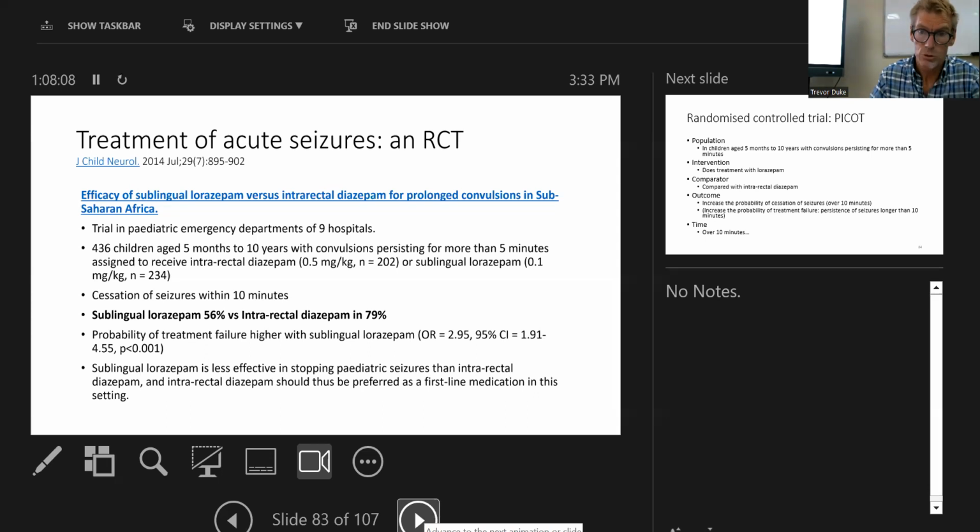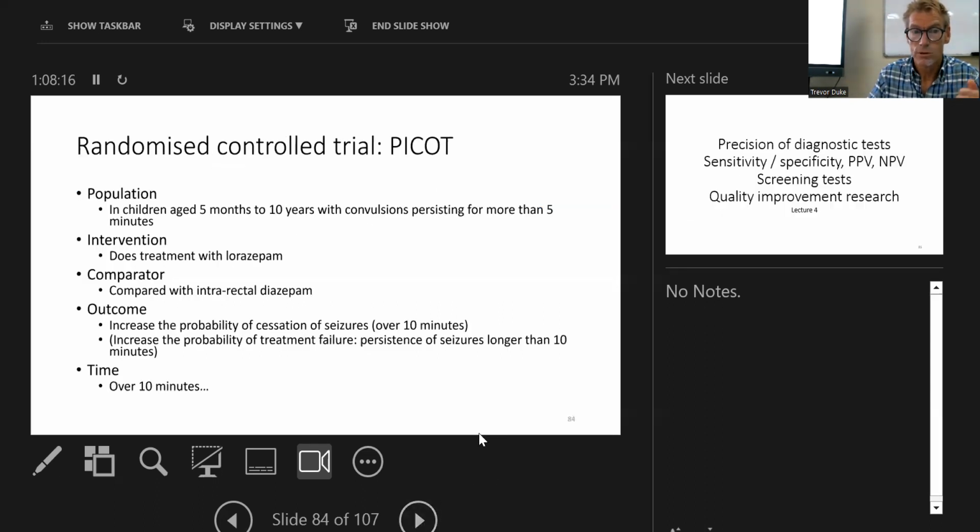So I think it's a good study to understand the PICOT framework. So let's try to do that with this study. So in children, the population is children aged 5 months to 10 years with convulsions lasting more than 5 minutes. Does treatment with lorazepam, that was the intervention, the gold standard, compared with rectal diazepam, increase the probability of cessation of seizures over 10 minutes? Remember, 10 minutes is the time dimension, right? And they also measured some secondary outcomes.